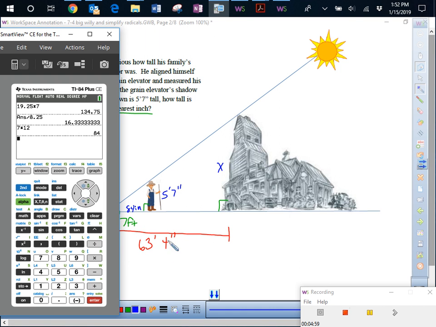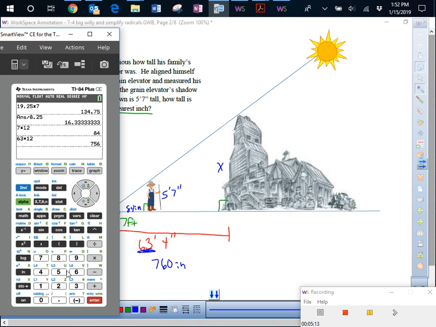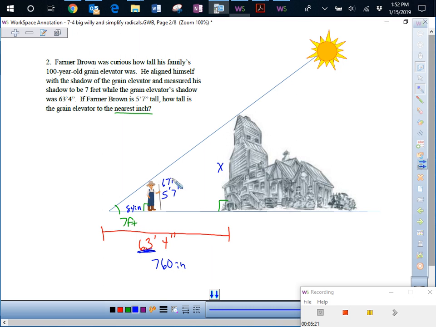63 feet 4 inches. I just need to change the 63 feet into inches, so I'll take him times 12, and that's 756 inches, just this part right here. So I need to add another 4 and say this whole length is 760 inches. And 5 foot 7 inches, I'll take the 5 times 12 and get 60 inches, plus the other 7. Farmer Brown is actually 67 inches tall.